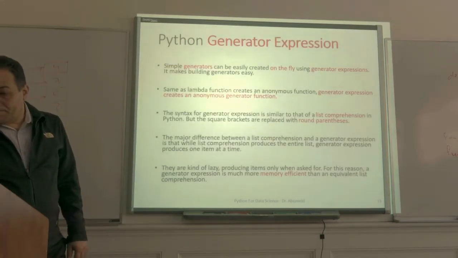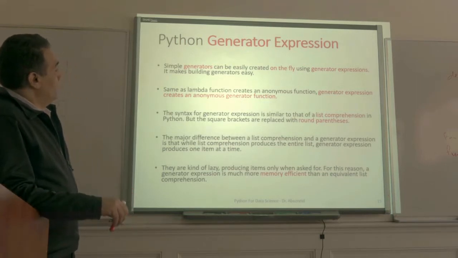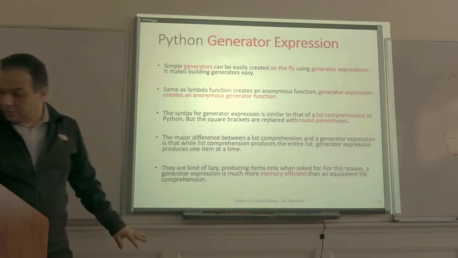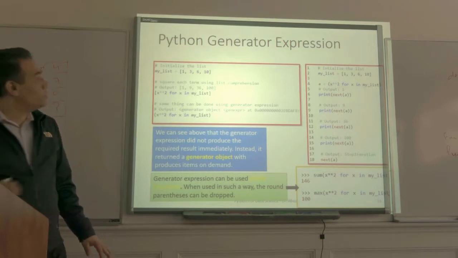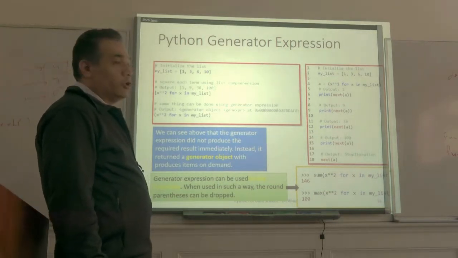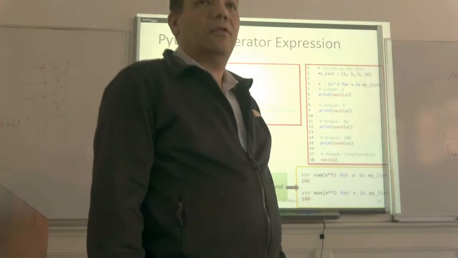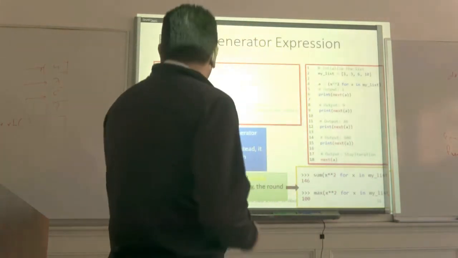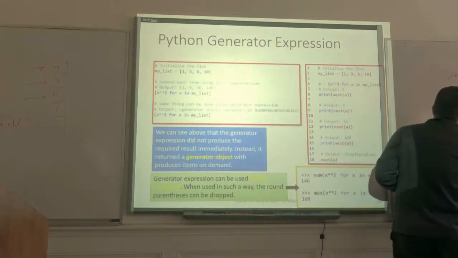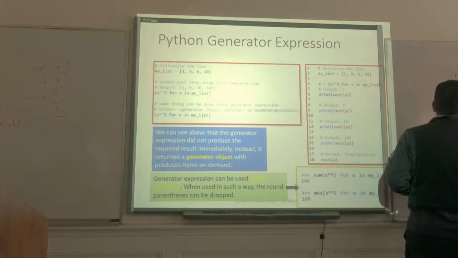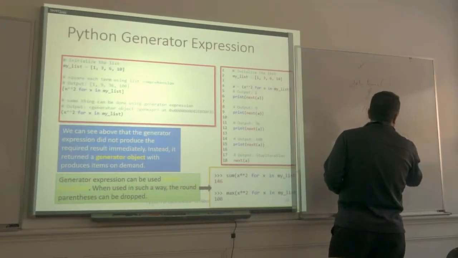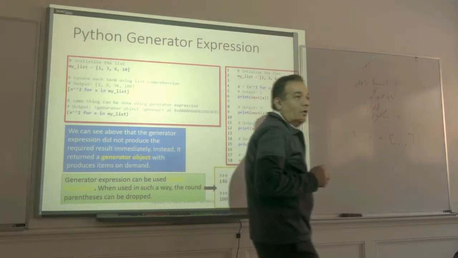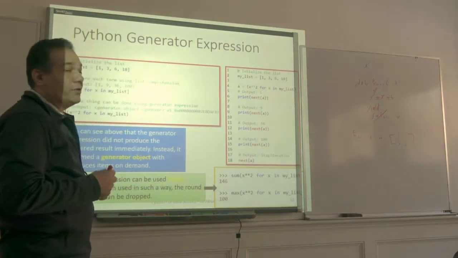Anyways, it's very memory efficient. Maybe there is something in here. So, Python generator expression. Okay. You know what a list comprehension is, right? For example, we could say for i in a list, right? What is this? List comprehension, right? We could also have something called a Python generator expression.